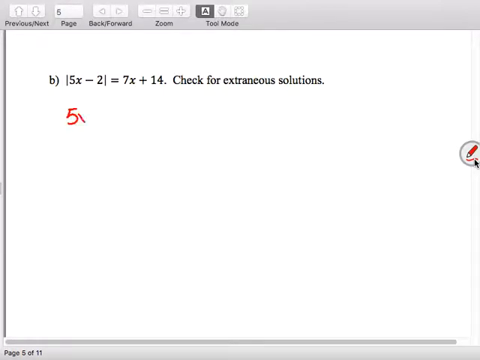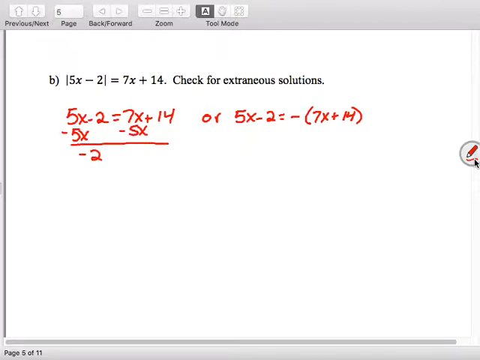I'm going to go ahead and start this one. So your first step is you set it equal to 7x plus 14, or you make it the opposite of 7x plus 14. Now make sure when you do the opposite, you take the opposite of the 7x and the 14. Alright, so here we go. If I subtract 5x from both sides of the equation, I get negative 2 equals 2x plus 14. Subtracting 14, I get 2x equals negative 8. And x is negative 6.